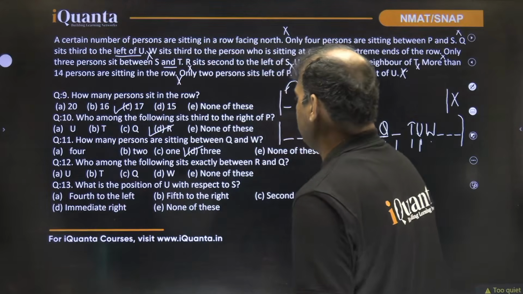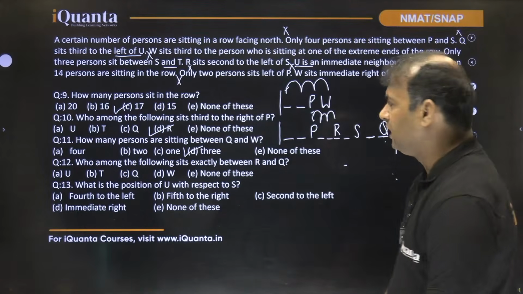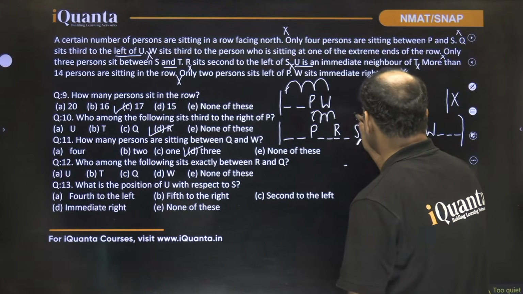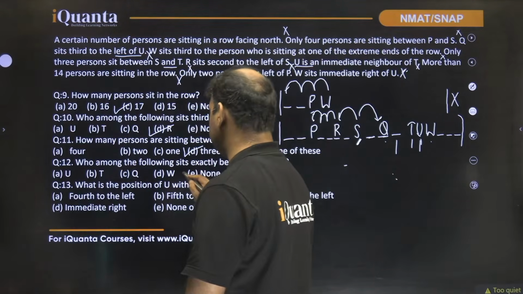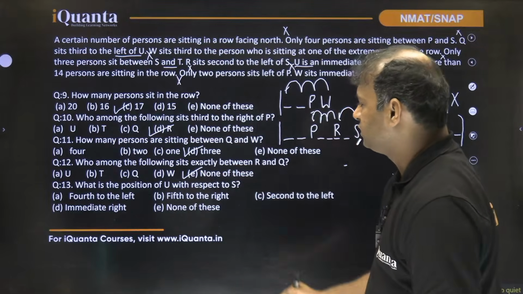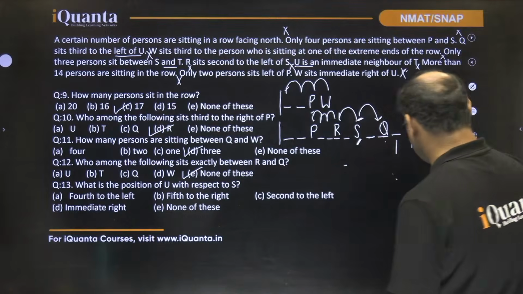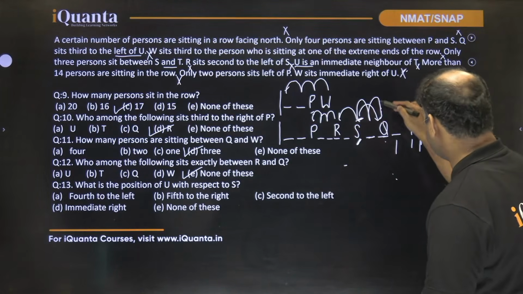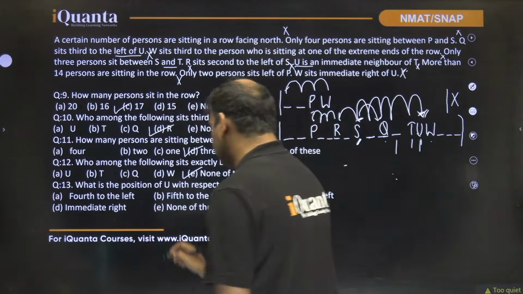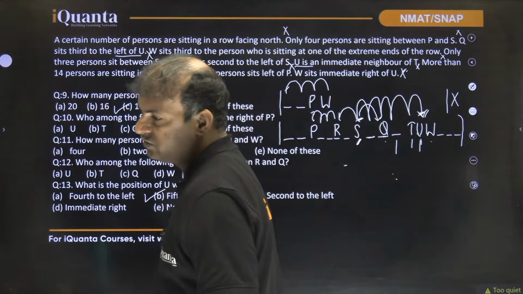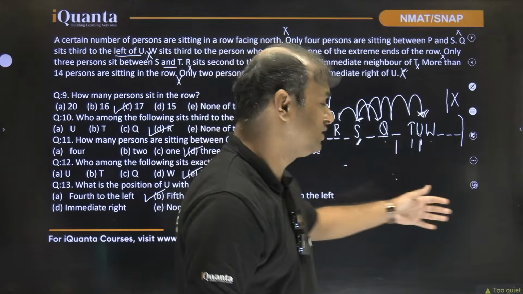Next question, who among the following sits exactly between R and Q? Exactly between means, guys, who has the same distance from R and Q. So you can simply see that S is the one having the same distance from R and Q. Very obvious. So the answer is S, option number E, none of these. Last question, what is the position of U with respect to S? You can do it yourself. Immediate right, second right, third right, fourth right, and fifth right. So U is fifth right of S. That means option number B must be the right answer. This is how we can answer all these questions with the help of this arrangement.